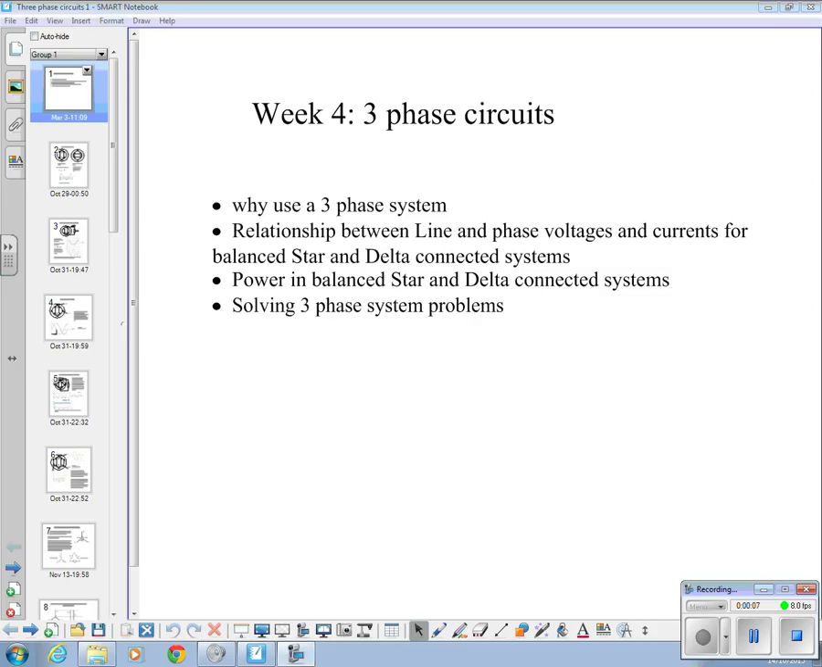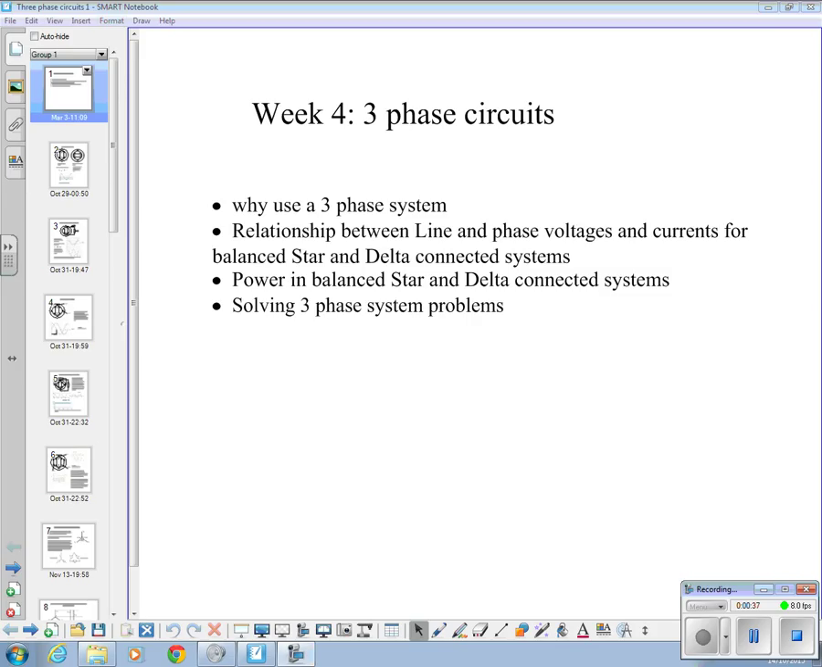Three-phase circuits. So what we're going to cover in today's session is look at different phase systems to justify largely why a three-phase system is used. We're not going to get too heavy and do a full justification of it, but we're going to look at some of the main reasons why it's advantageous to have a three-phase system.